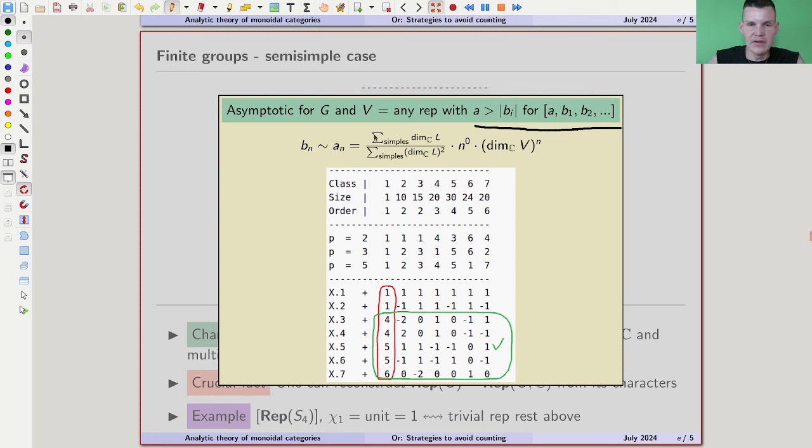For all of them, it's really just the formula that you take the sum over the first column. That's this guy here. The sum of the squares of the first column is the order of the group. And then just the dimension to the n. Again, a really beautiful answer. You can just read it off from the character table. So the sum of the first column over the sum of the first column squares, times the dimension of the representation to the n, is the asymptotic in this case, which is a really, really nice and beautiful answer.